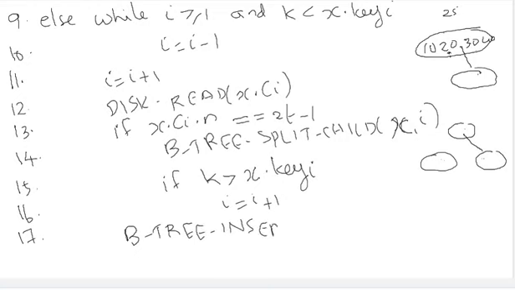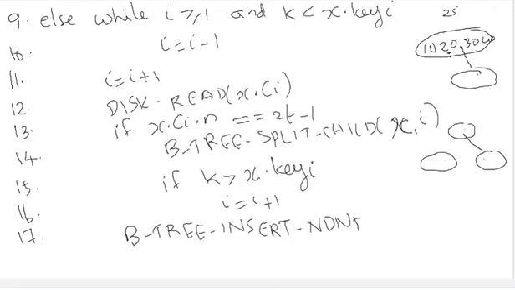So, if k is greater than x dot ki, which means the value going to be inserted is greater than x dot key I, then we need to move to the right child. Otherwise, we can keep this I as such. I will be the same, which means we will insert into this left node only. So, in this case, k is greater than x dot key I and I is equal to I plus 1. So, B tree insert non full of x dot ci comma k.